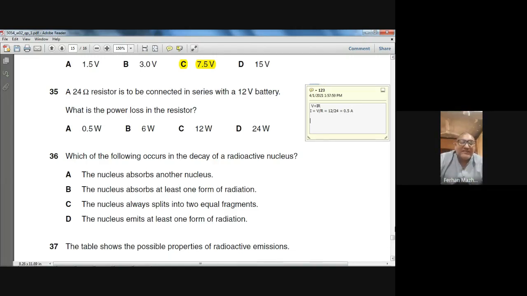Now I want to find out the power loss. The power loss is P equals I squared R. You remember this? This is the formula. So I will take 0.5 multiplied by 0.5, and multiply with the resistance, 24. Do you have a calculator with you? 0.5 multiplied by 0.5 multiplied by 24. Yes, sir. Get me the answer. It is 6. So B will be the choice.